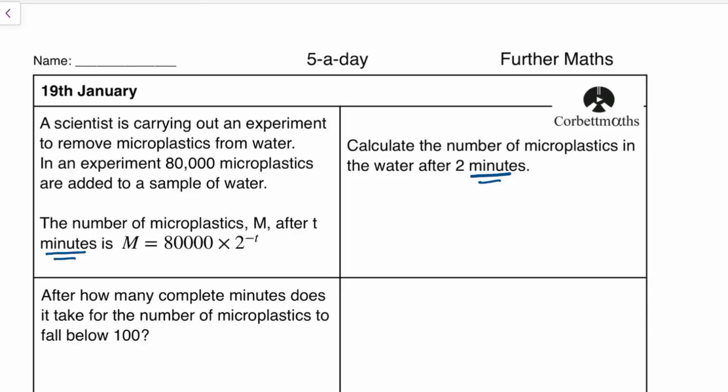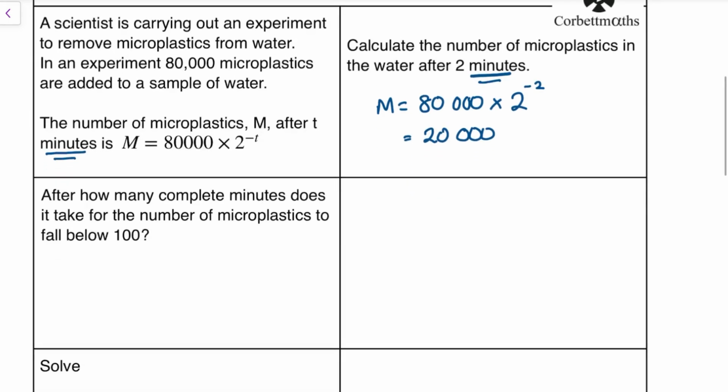Either way, it's giving me a function, which tells me the number of microplastics m after a sample of t minutes is equal to 80,000 times 2 to the minus t. I want the number of minutes to be minus 2, which is a quarter. So a quarter of 80,000 is just going to be 20,000. Not an awful question, actually. That's not terrible. Next question.